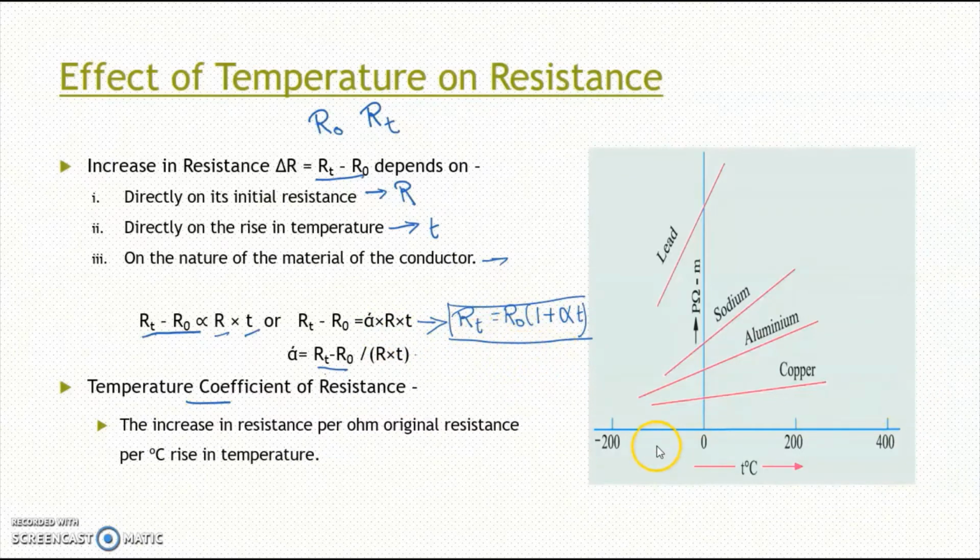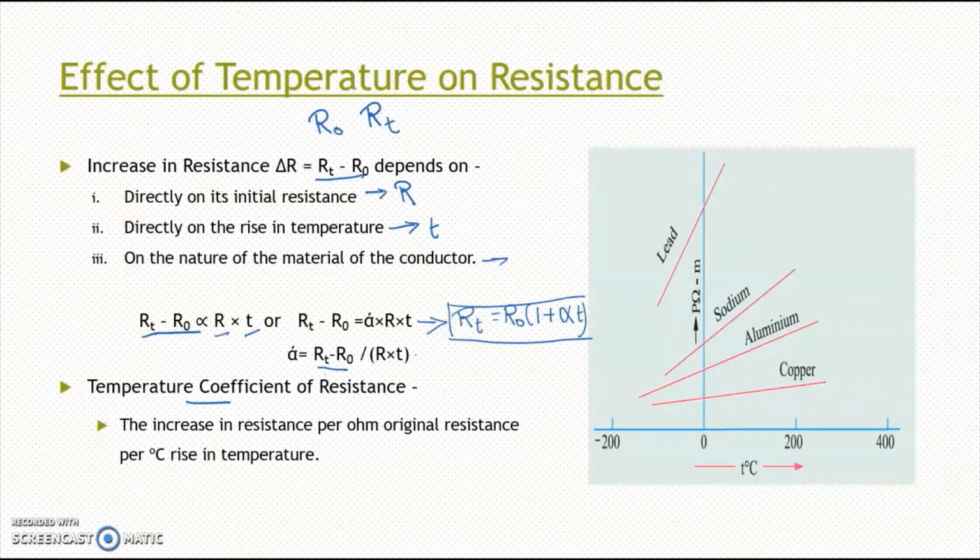From the above graph, it is evident that as the temperature increases from minus 200 degrees Celsius to positive degrees Celsius, the resistance also increases for various metals. Here we have copper, aluminum, sodium and lead, that is various conductors. In the case of insulators it is quite the opposite: as the temperature rises, there is a steep decrease in resistance. You know about insulators, right?